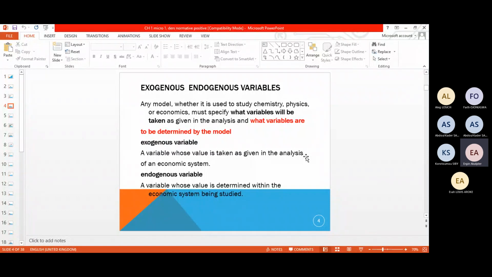Any model, whether it is used to study chemistry, physics, or economics, must specify what variables will be taken as given in the analysis and what variables are to be determined by the model. The exogenous variable: a variable whose value is taken as given in the analysis of an economic system. And endogenous variable: a variable whose value is determined within the economic system being studied.